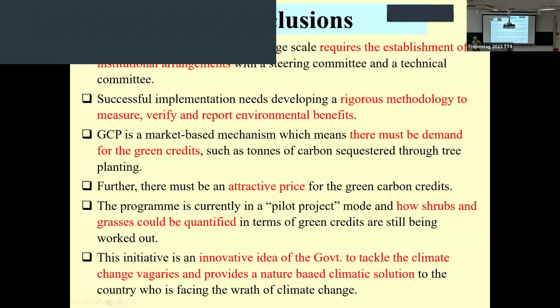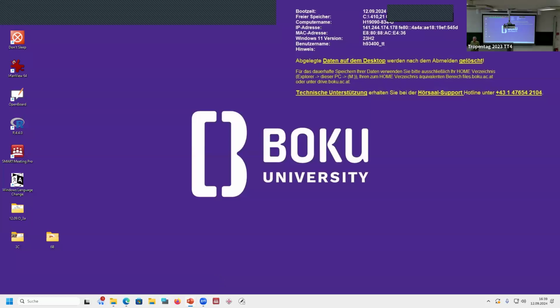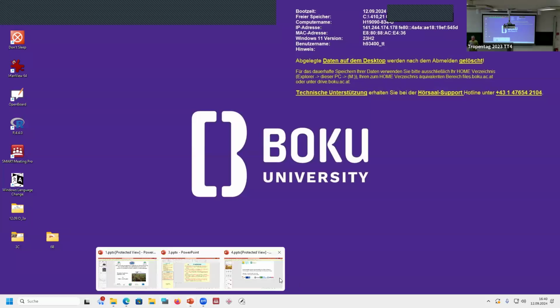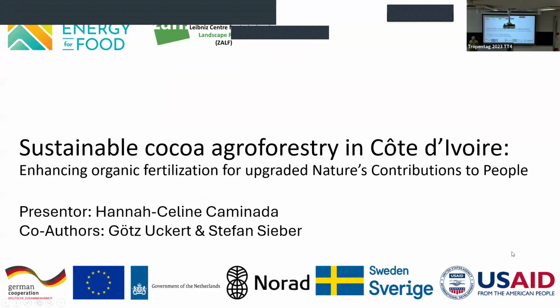Now we are coming to the next presentation, which is a very typical agroforestry presentation, where it's about the benefits for livelihoods and the benefits for the environment. And we are now going from Ethiopia to the Ivory Coast, and Hannah Celine Caminada is presenting on a topic that I think we all noticed, that chocolate is so expensive now. And she is talking about cocoa agroforestry.